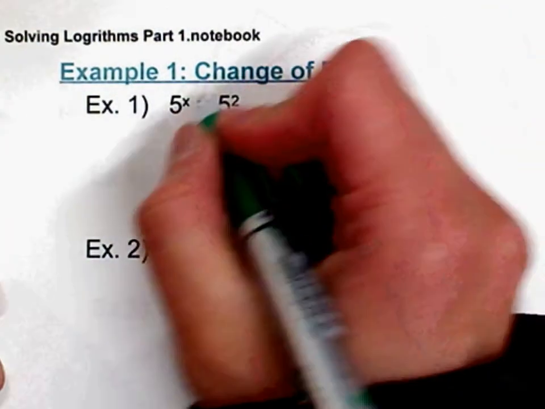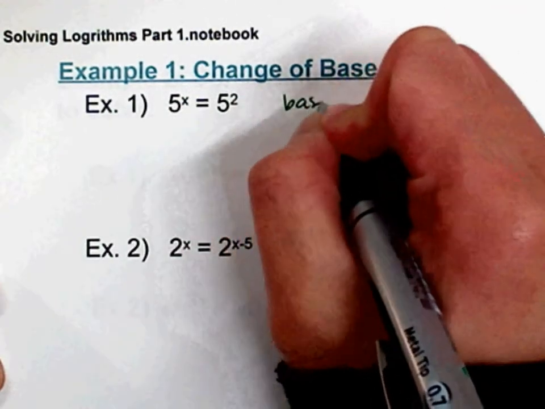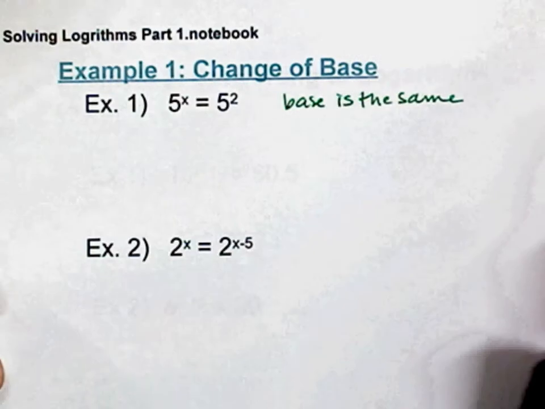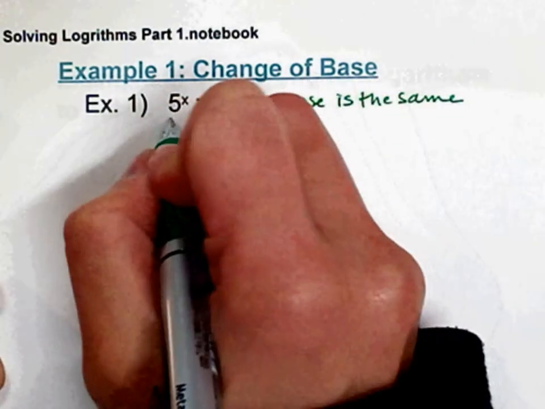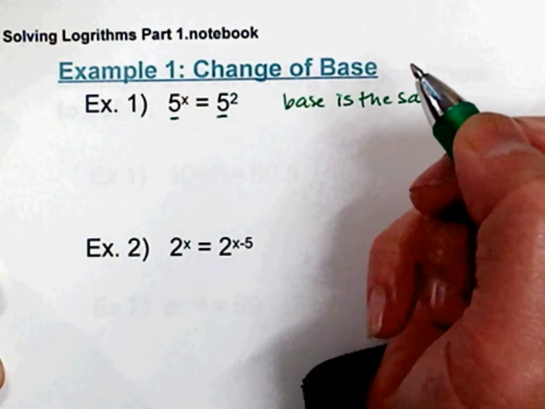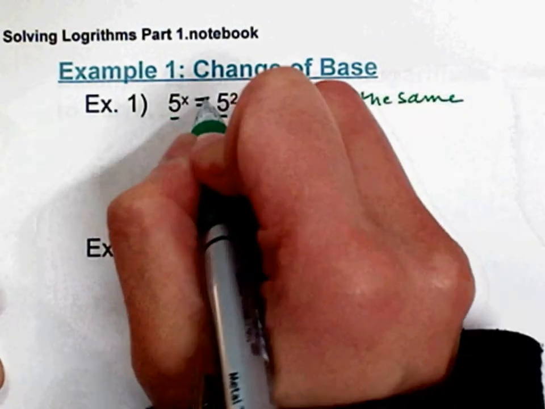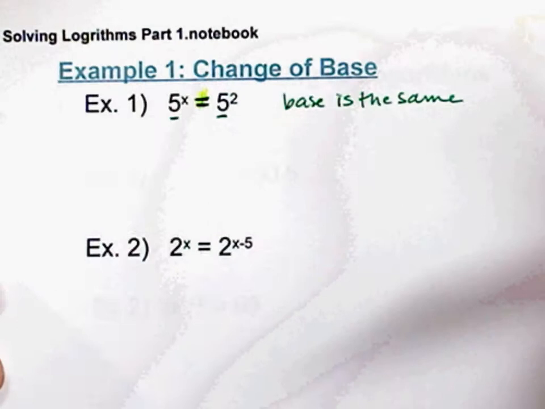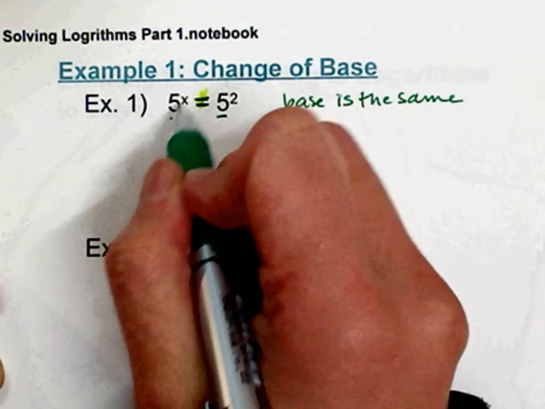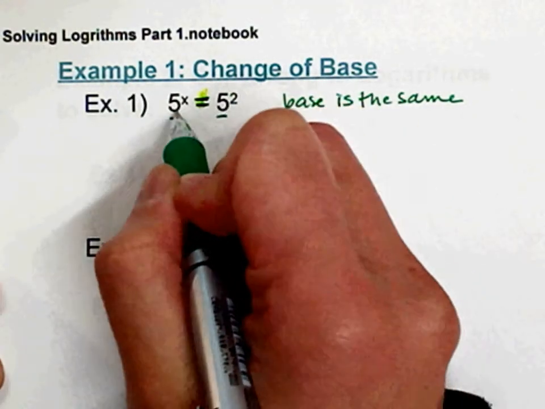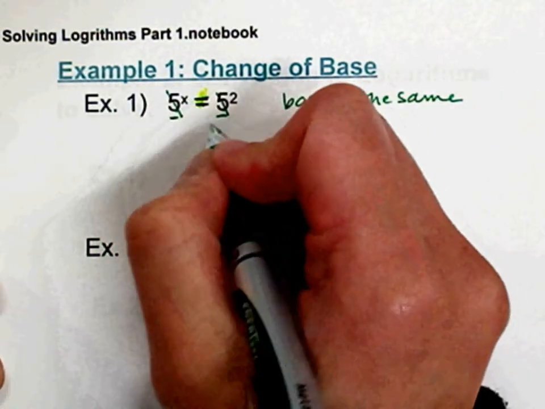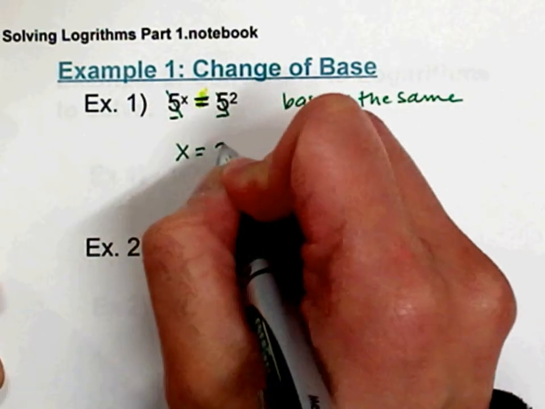When your base is the same, see that right there? My base is a 5 and 5, okay? Notice the equal sign. Equal signs are very, very important. 5 to the x is equal to 5 squared. See how the base is the same? The base cancels out, and you bring down your exponent, so x is equal to 2.